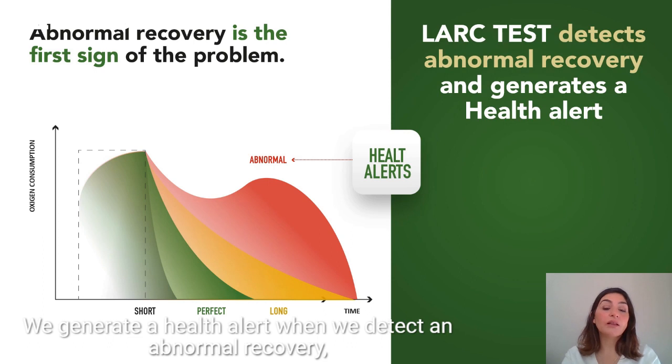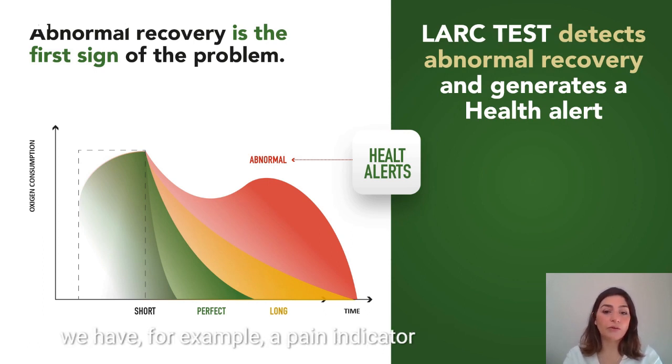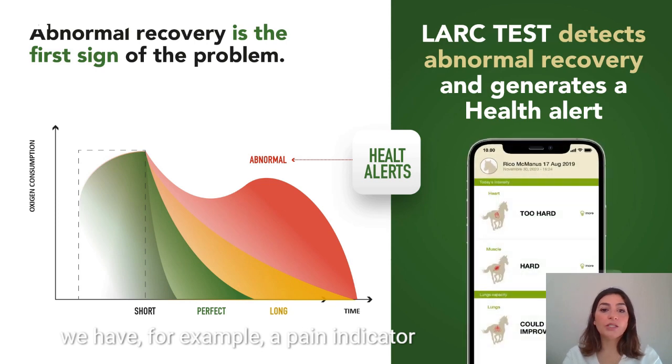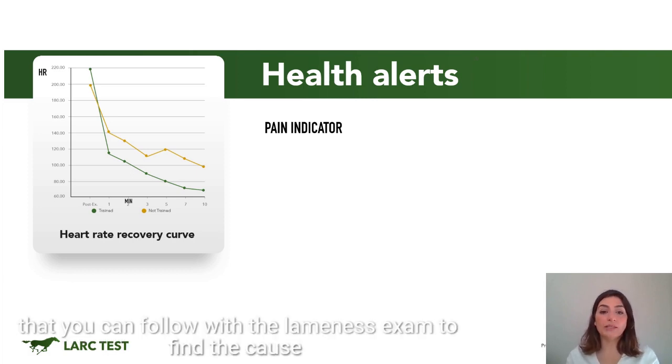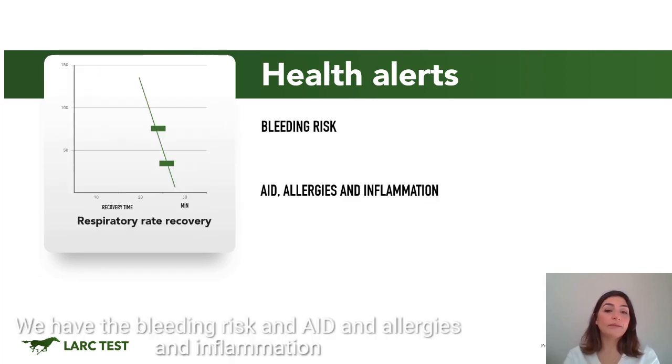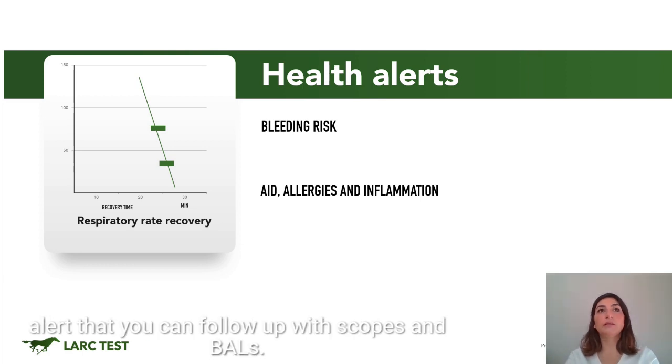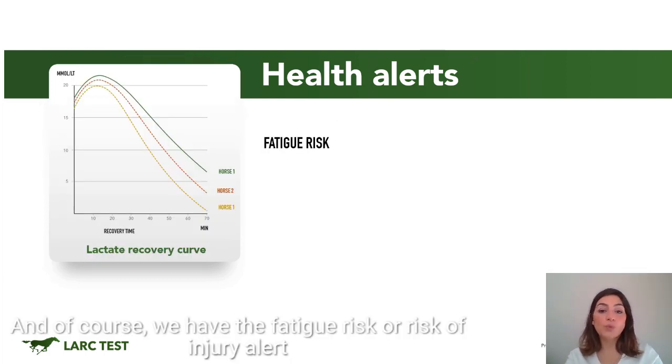We generate a health alert when we detect an abnormal recovery curve. We match this with, for example, a pain indicator that you can follow with a lameness exam to find out the causes of the pain. We have the bleeding risk, and allergies and inflammation alerts that you can follow up with scopes and BALs. And of course, we have the fatigue risk or risk of injury for muscles.